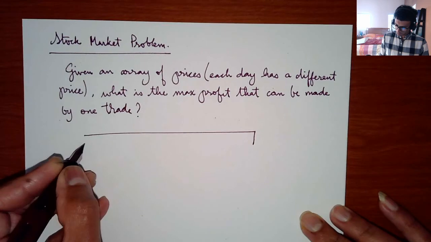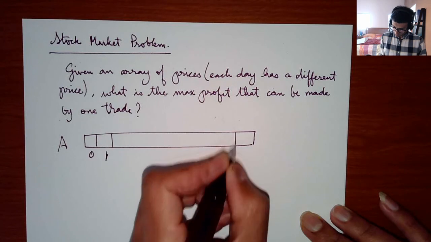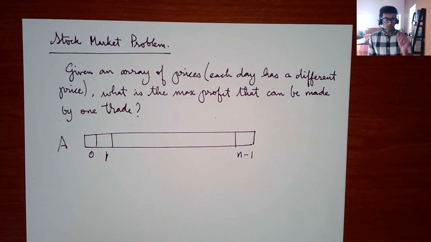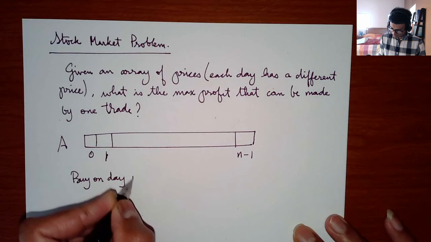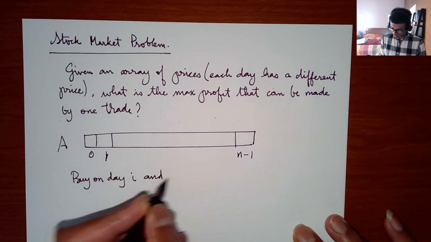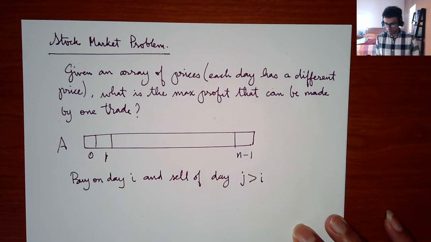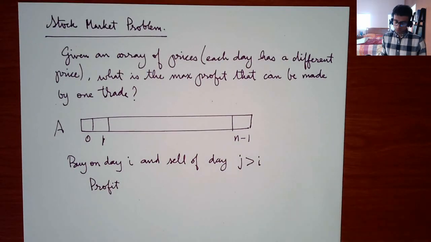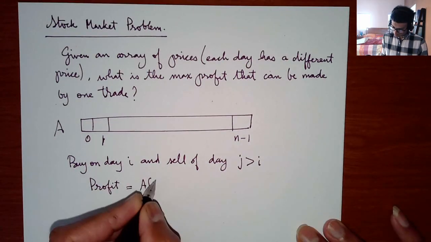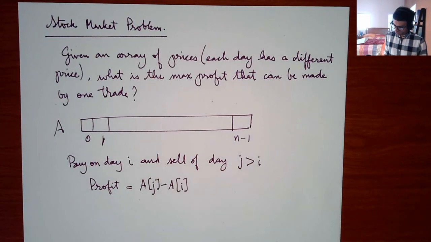So let me explain this. You have this array A. You have to buy 1 unit of stock and sell it. So if you buy on day i and sell on day j greater than i, the profit is A j minus A i, which could also be negative, which means it's a loss. So A j minus A i.